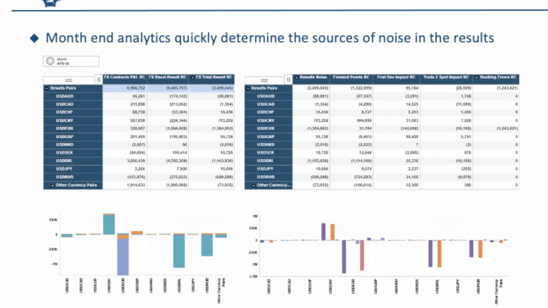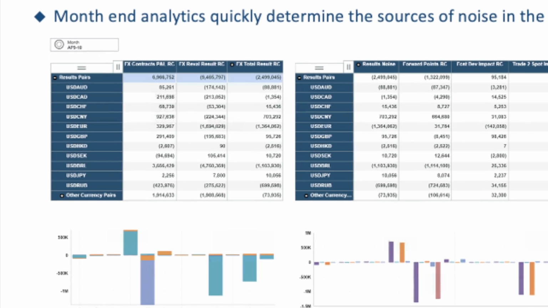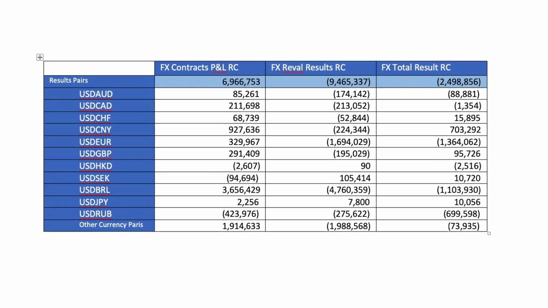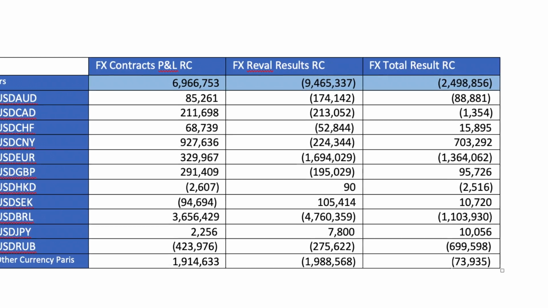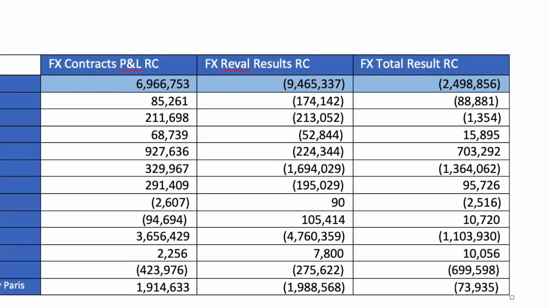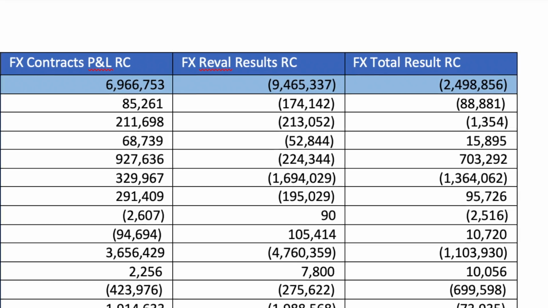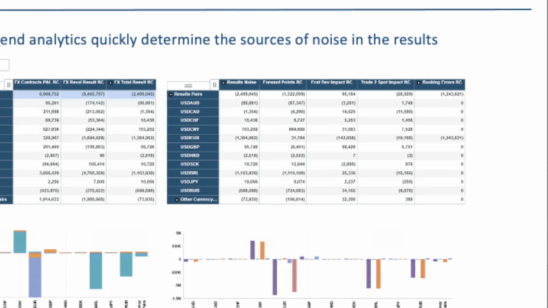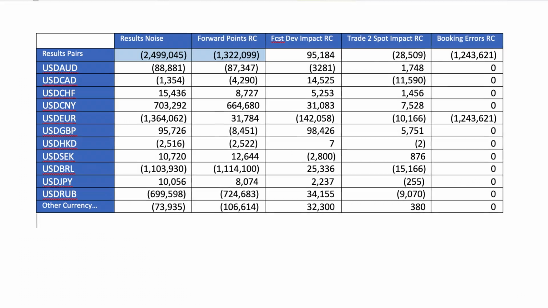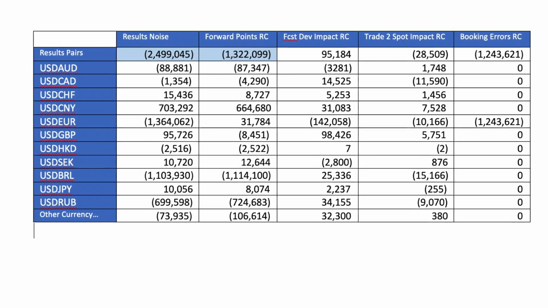In this example, we have balance sheet hedging gains of a little under 7 million, and we have remeasurement losses of almost 9.5 million. So the delta between the two is a loss of about 2.5 million. And we can explain the sources of variance for this 2.5 million. So on the right side here, you can see that we've broken this out.